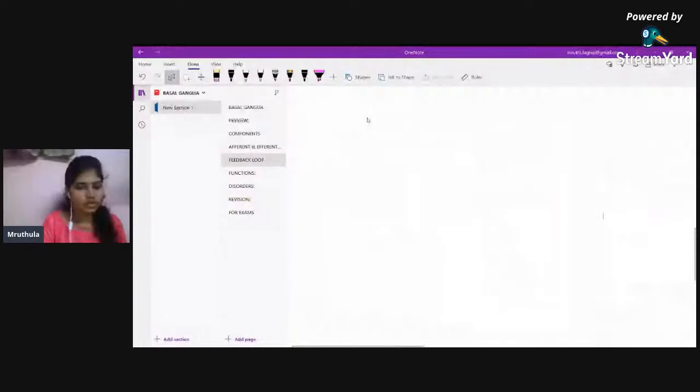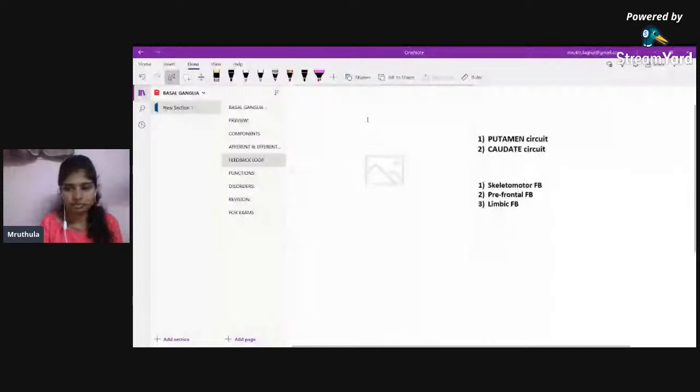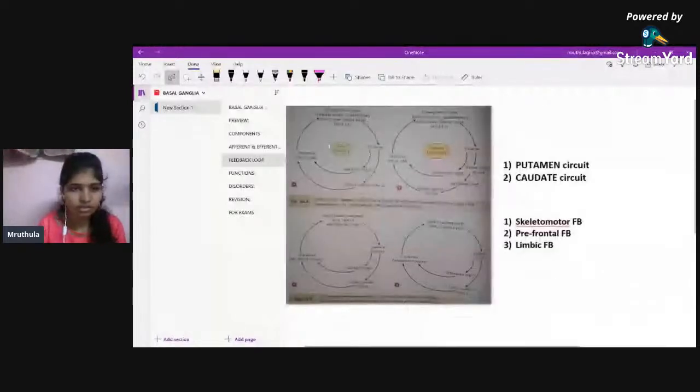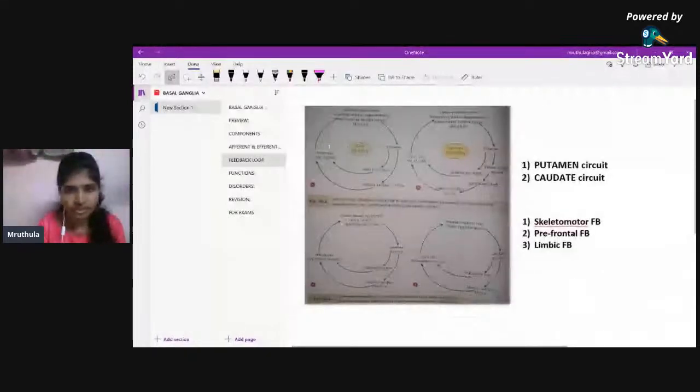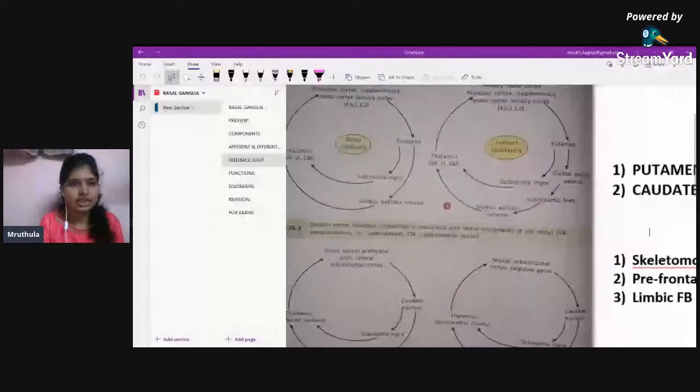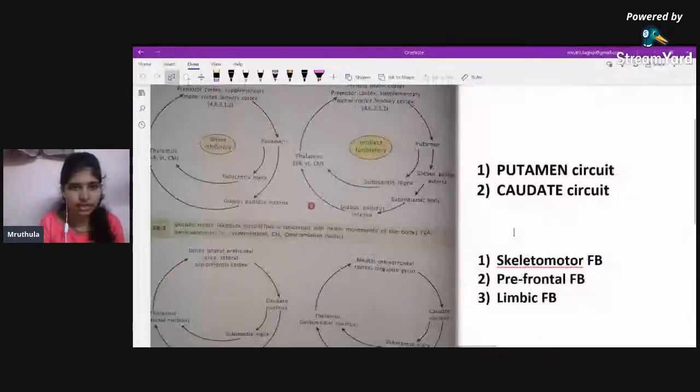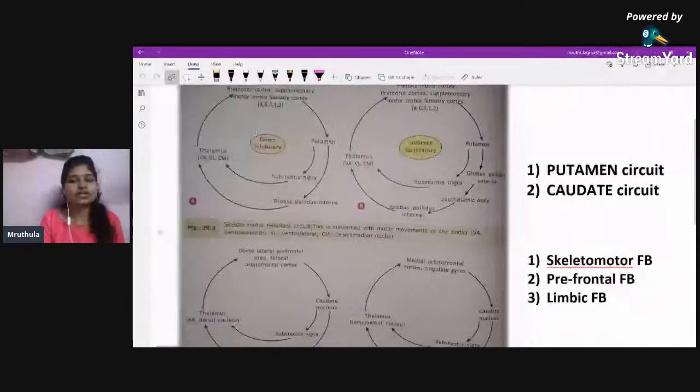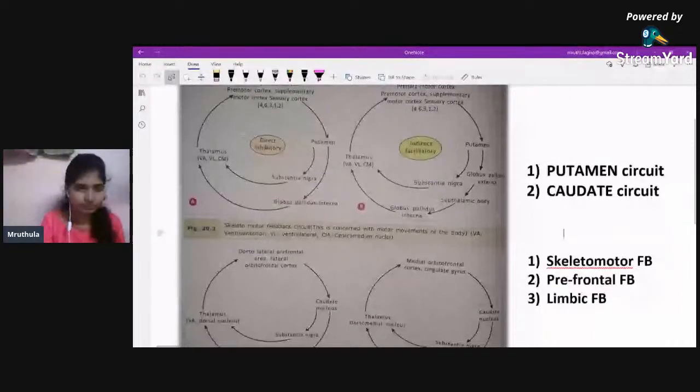So we have seen the most important part now. Okay. So a big part of basal ganglia is over. Now, rest of the things you just have to know. It's just a factual thing. Okay. So look at this picture. This is to show you the feedback circuits in the basal ganglia. There are three such feedback circuits.